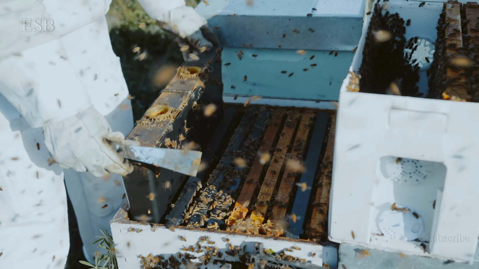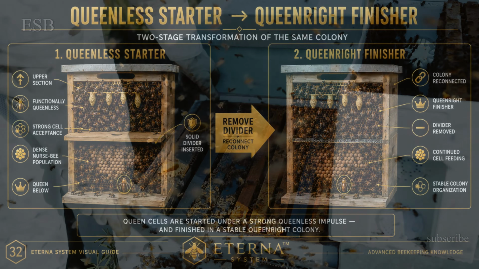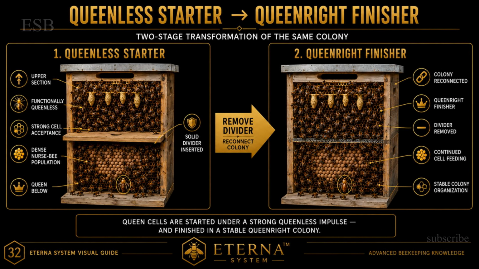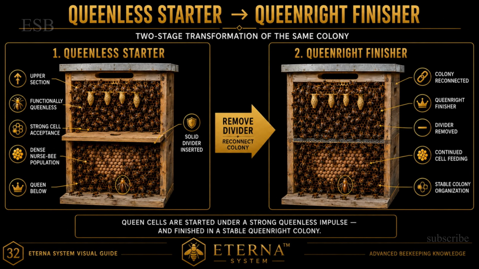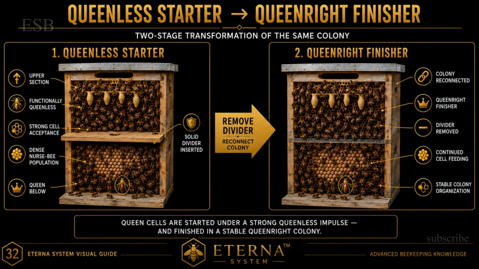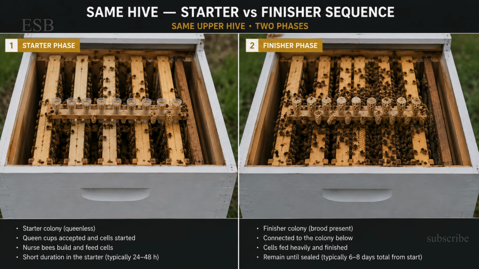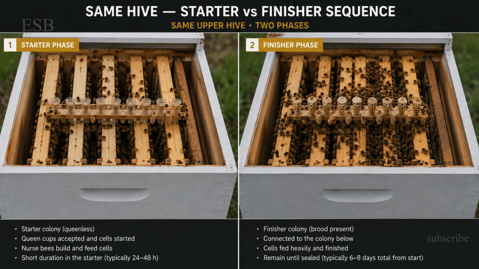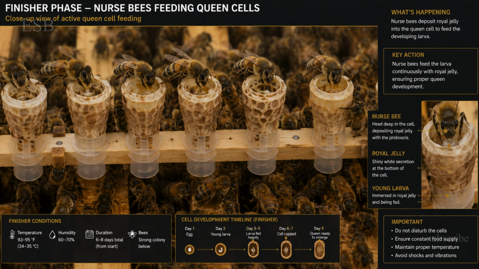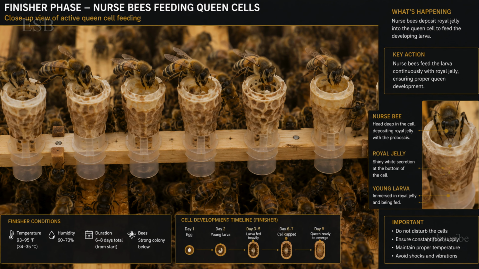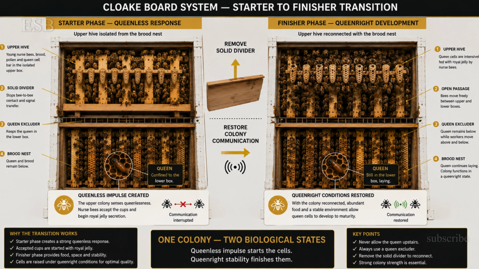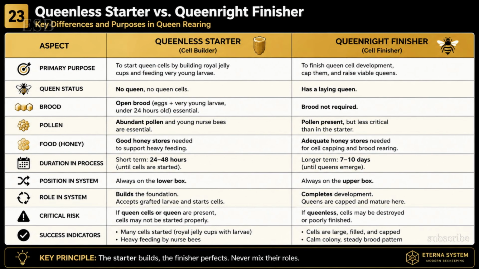Physical and chemical communication is restored. The upper section is no longer a completely separated queenless unit. It becomes part of a powerful Queenright colony and enters the finisher phase. This is the core of Cloake's solution. Queen cells are started under a strong queenless impulse. Their continued feeding and development take place inside a stable, organized Queenright colony.